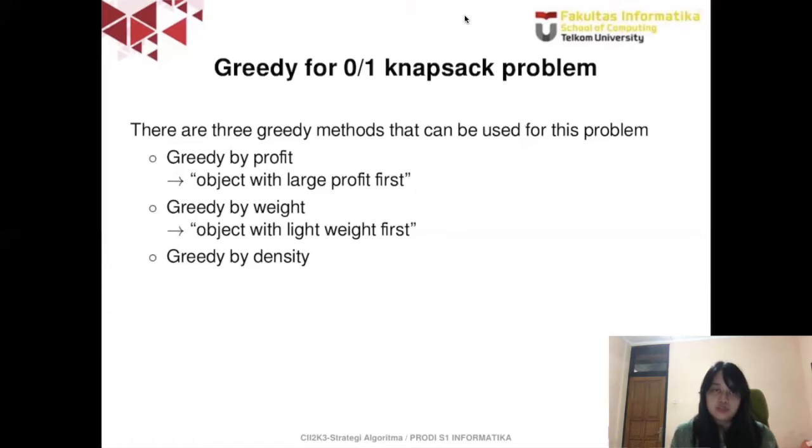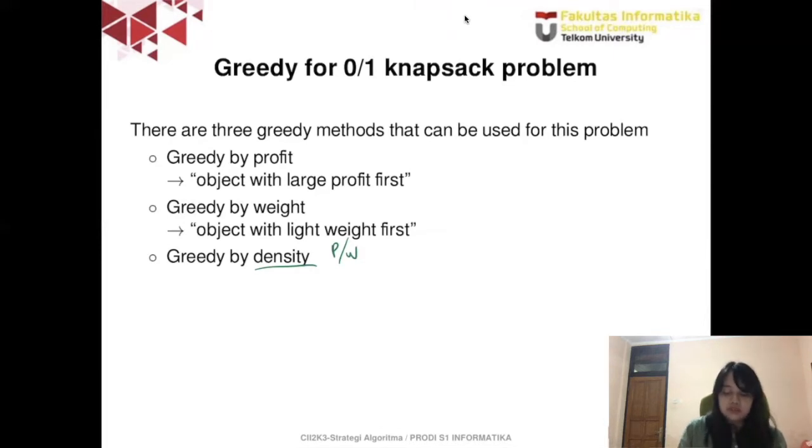And the last one is greedy by density. Density here means profit per weight. So here we consider the value of items regardless of their weight.